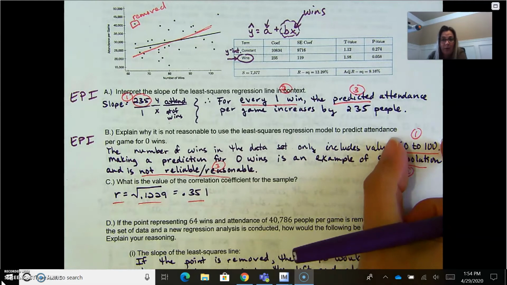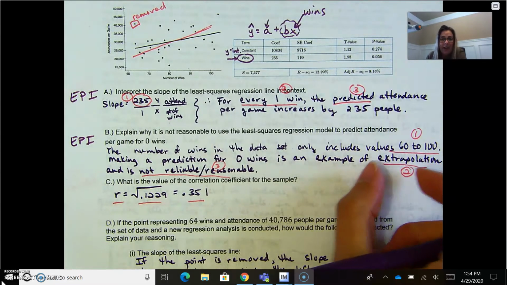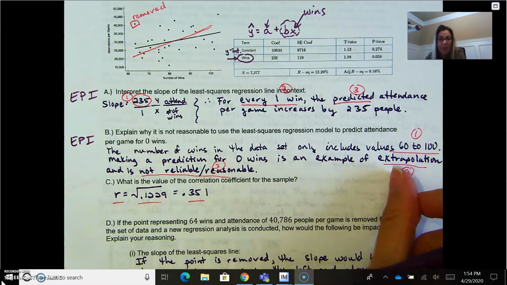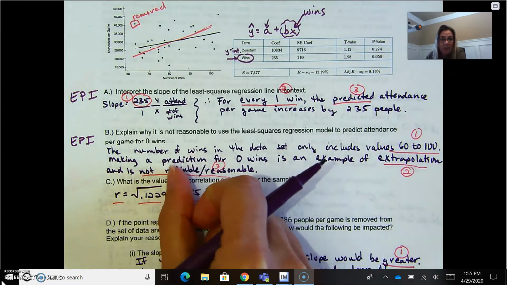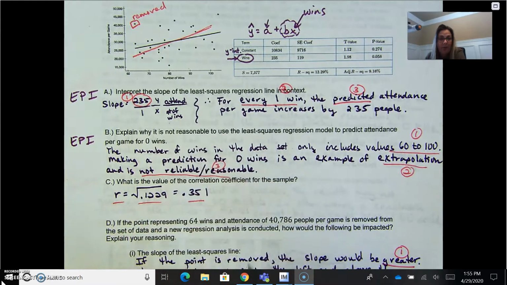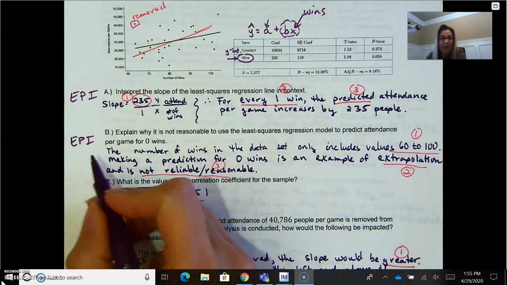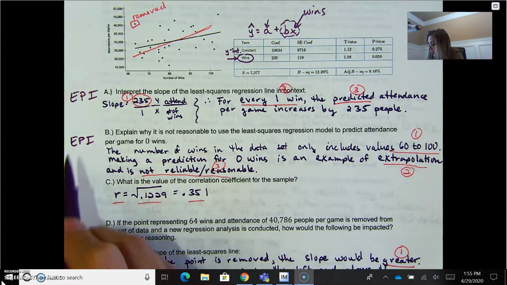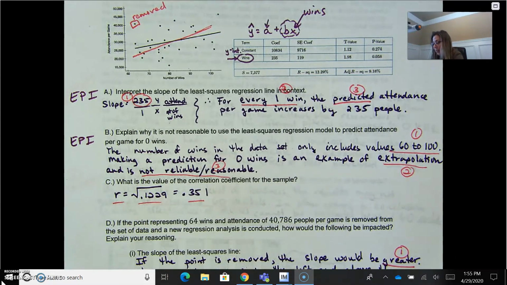They wanted you to talk about where the data is collected and how using 0 is an example of extrapolation, and extrapolation is not reliable, right? Because we had to say why it's not reasonable. All right, so if you're able to do those 3 things, it's an E. If you only did 2 of those things, it's a P. And if you missed all 3, that's an I.